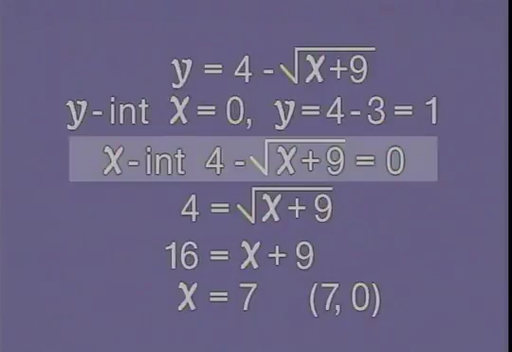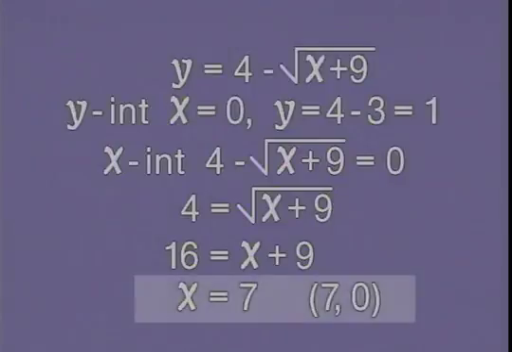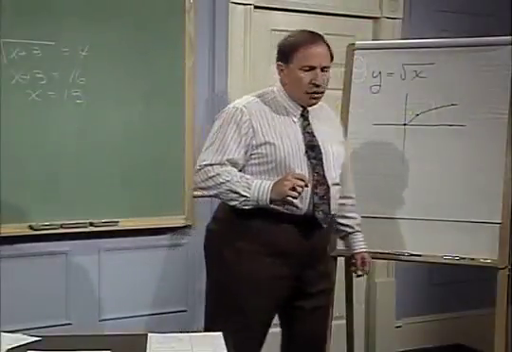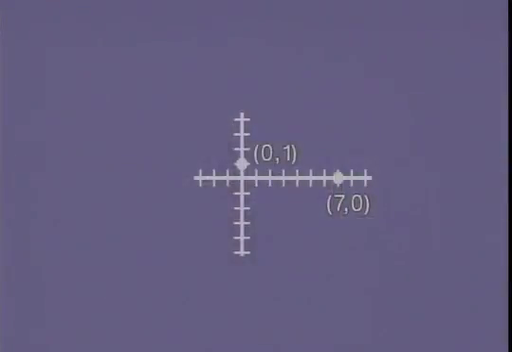We replace the y with 0, and we solve, again, calling upon our ability to solve square root equations, and we wind up with x equals 7. And, of course, if you check, by the way, in that equation, you get 4 minus 4 equals 0. So, again, we should always be checking our equations when we have square roots in them, and therefore the x-intercept is 7, 0. The next visual shows us those 2 points.